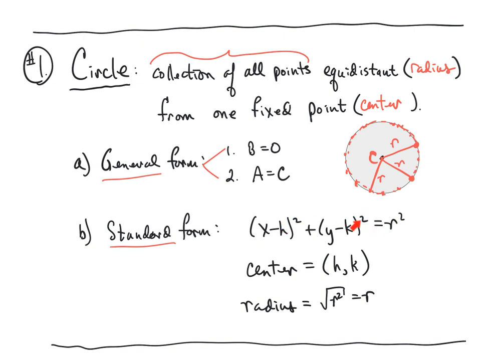Notice there's a power of 2 on each of the terms. And then the center of the circle, remember that's the fixed point, the center is defined by h comma k. And please notice in the equation we have x minus h, but then the center is located at h. Y minus k, but then the center is located at k.